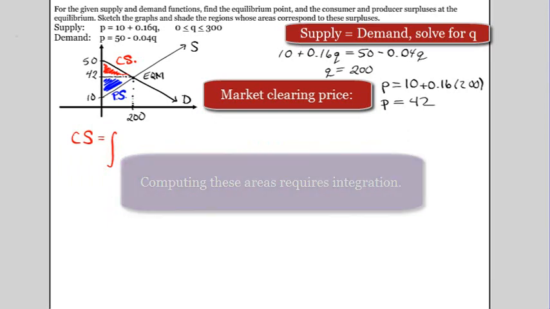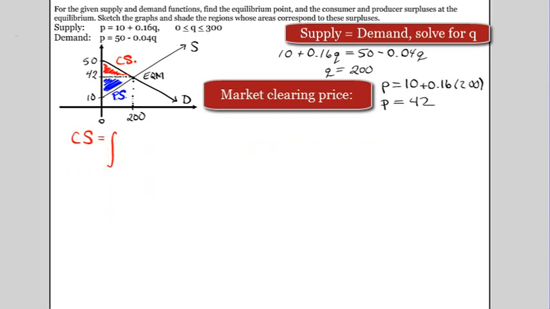On the Q-axis, we see that we're integrating from 0 to 200. Now it's always the upper function minus the lower function. So in this case, consumer surplus is bounded on top by the demand curve minus 42. That's the line below. In other words, demand minus the market clearing price.